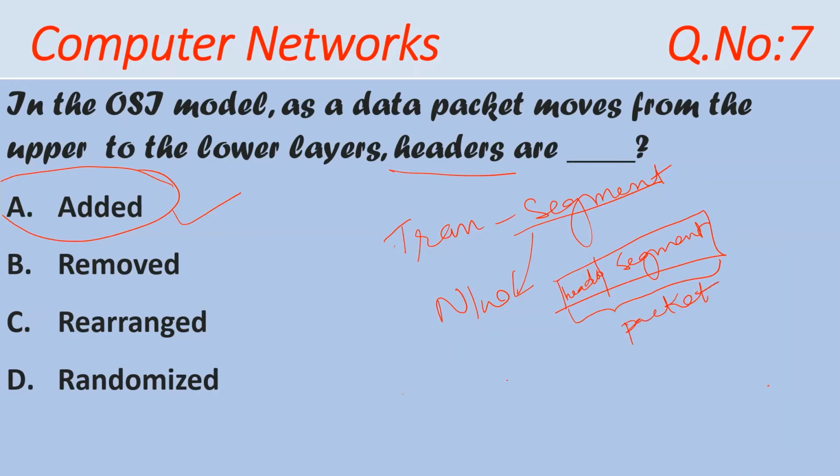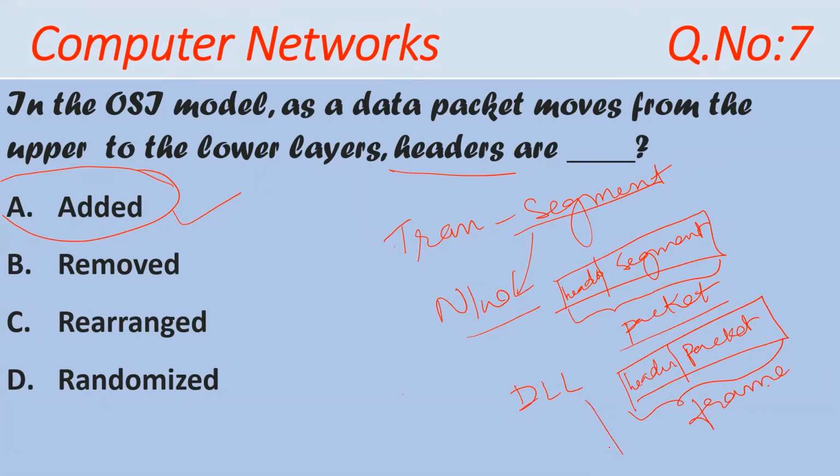Now this packet is given to the data link layer. The data link layer will receive the packet from the network layer, and it will again add a header to this. So here it is the packet, it will add the header, and now this entire protocol data unit is considered to be the frame. Now the data link layer will give this frame to the physical layer. So as the data packet moves from the upper layers to the lower layers, the headers are added.